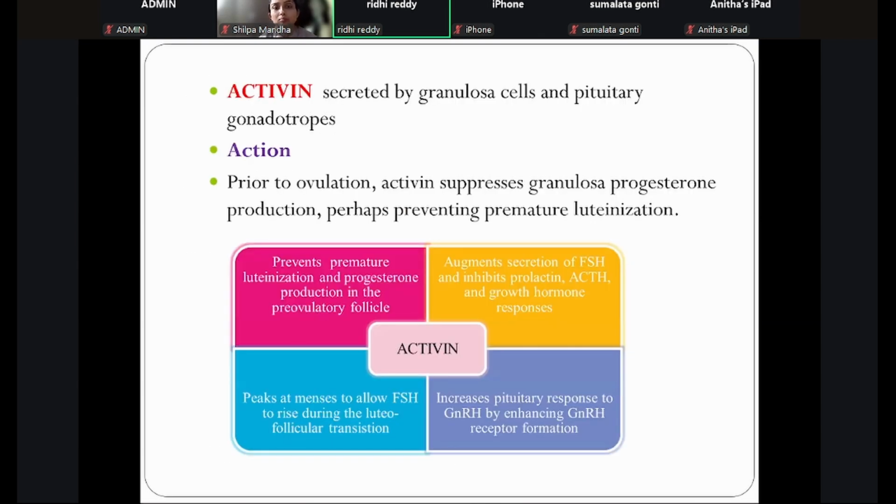So the granulosa cells also secrete activin. What does it do? Inhibin inhibits FSH, whereas activin augments secretion of FSH, and it also increases pituitary response to GnRH by enhancing GnRH receptor formation. Activin also peaks at menses to allow FSH to rise during this transition, and it prevents premature luteinization and progesterone production in the pre-ovulatory follicle.